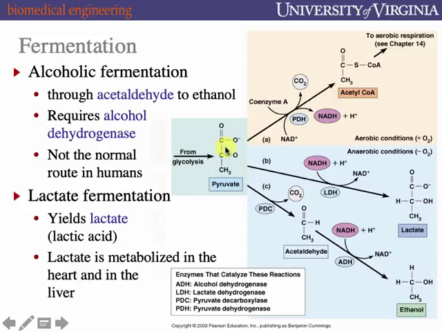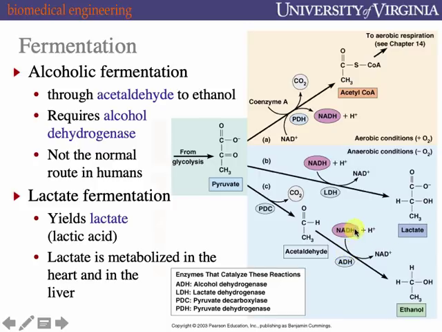So starting with pyruvate, they have an enzyme called pyruvate decarboxylase, which we don't have. All right, so this is why we can't ferment alcoholically. It releases a CO2. That CO2 is the bubbles in your champagne or in your beer. And then this will continue to go along fermentation.